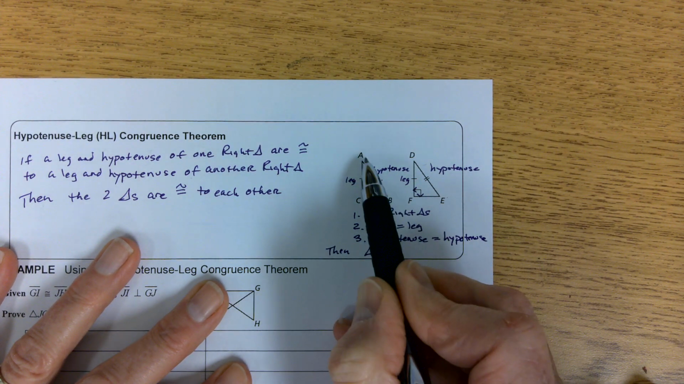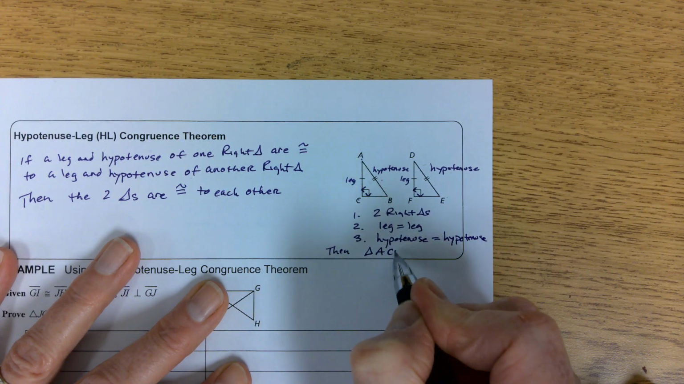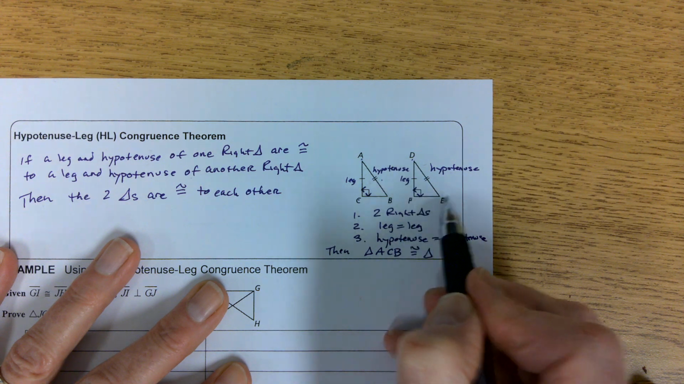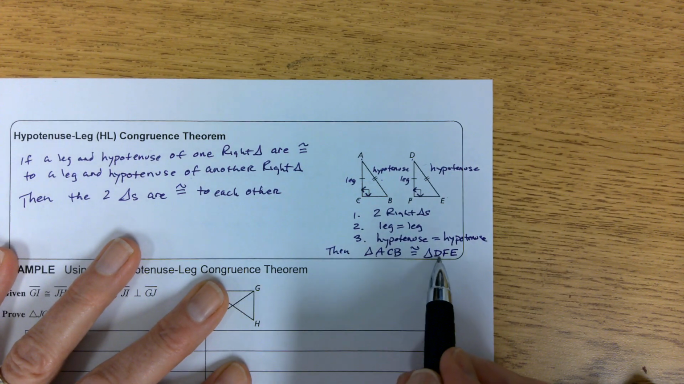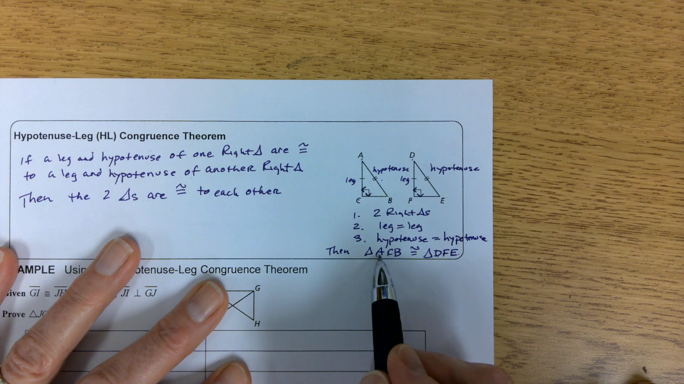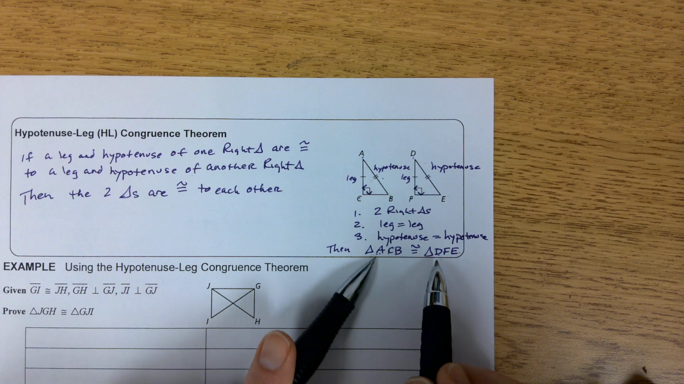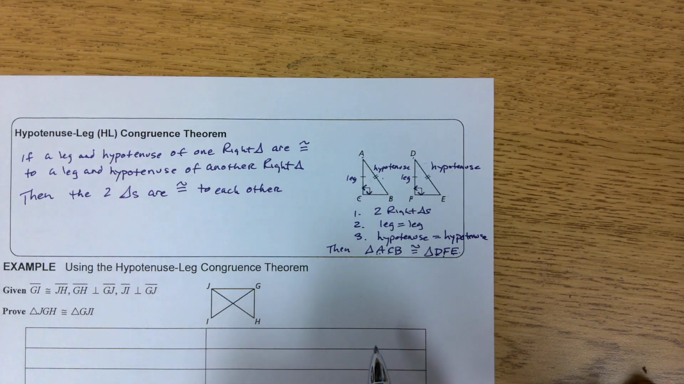So I'm going to see on this one, triangle ACB is congruent to triangle DFE. You always have to make sure when you write the congruent statement that the corresponding angles and sides line up. A goes with D, C goes with F, B goes with E.